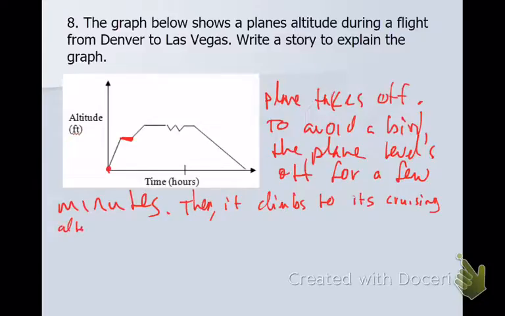I don't know what that is. Usually 10,000 feet, maybe. All right. Anyway, so that takes care of climbing back up, and now it's cruising. Now, why did this plane dip twice? Well, most often people are thinking about turbulence.